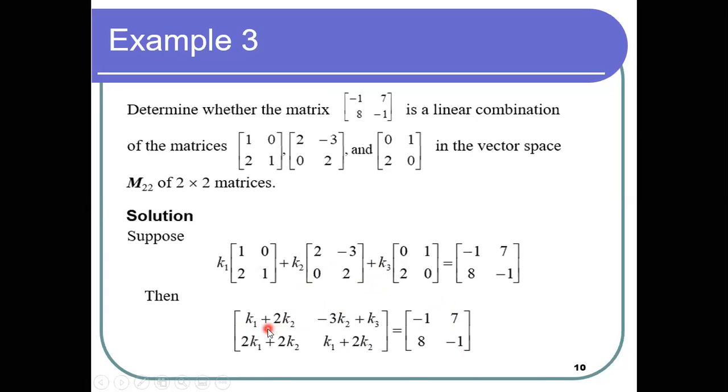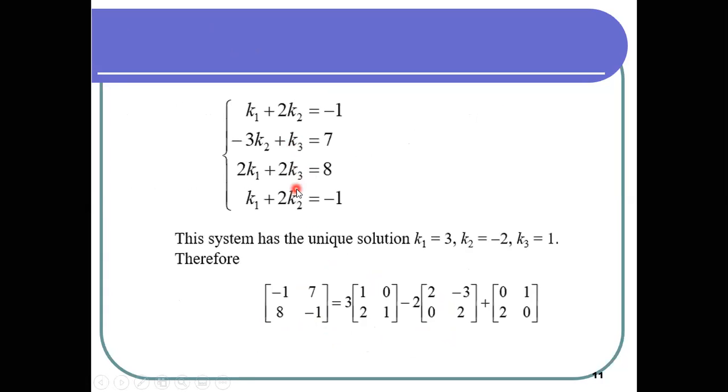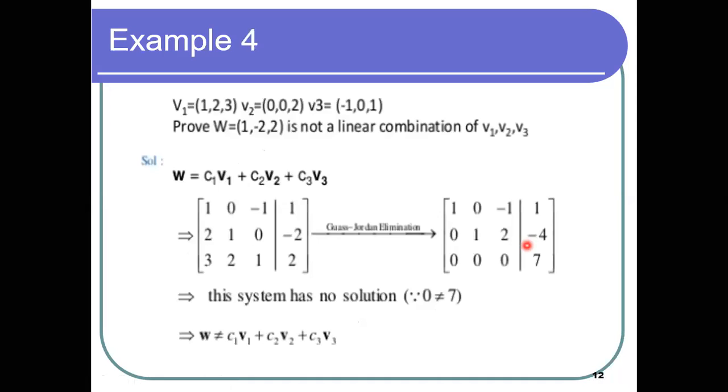because if two matrices are equal, then their corresponding components are the same. In that case, we get four equations in terms of K1, K2, and K3, as you can see over here. So we solve these equations and we get K1 is 3, K2 is minus 2, and K3 is 1. In that case, we can say this matrix can be written as a combination of these three matrices, provided that K1 is 3, K2 is minus 2, and K3 is 1. So this is a consistent system with respect to the Ki's.